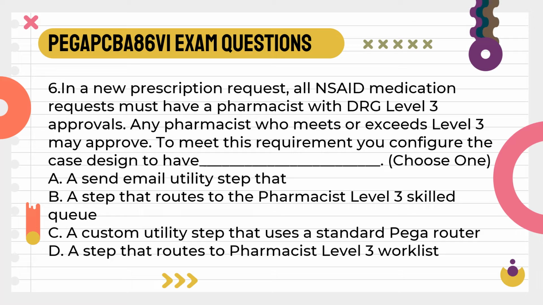B. A step that routes to the pharmacist level 3 skilled queue. C. A custom utility step that uses a standard Pega router. D. A step that routes to pharmacist level 3 worklist.